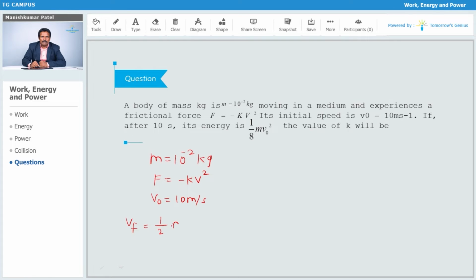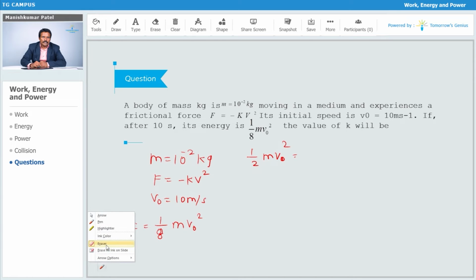So that is your 1 by 8 m v naught square. I know that generally this is half m v naught square, the initial one, and the final one is 1 by 8 of it, as they have given over here.